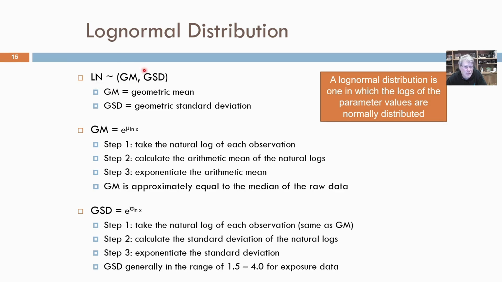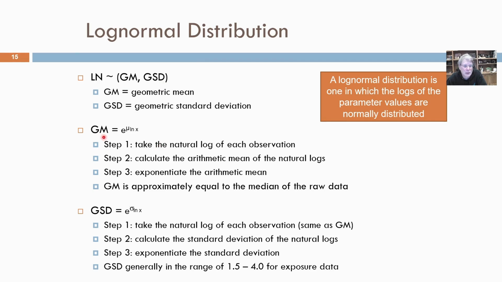Here are some abbreviations to go with it. A log-normal distribution is abbreviated LN, or just random variables distributed log-normal with a certain geometric mean and a certain geometric standard deviation, GM and GSD respectively.